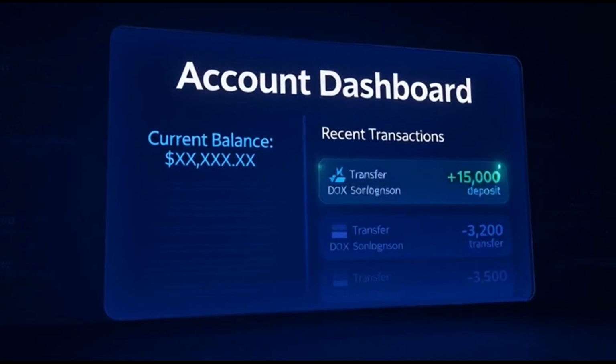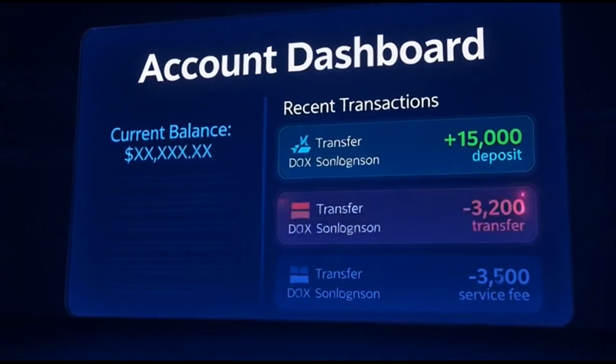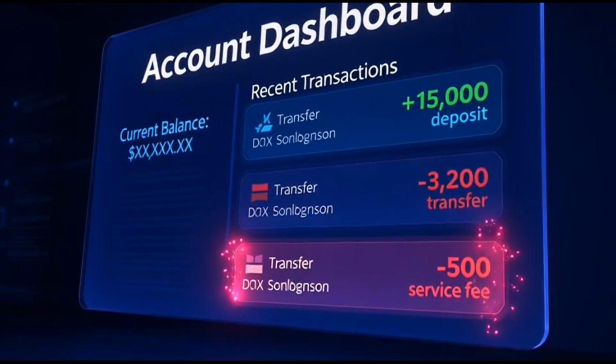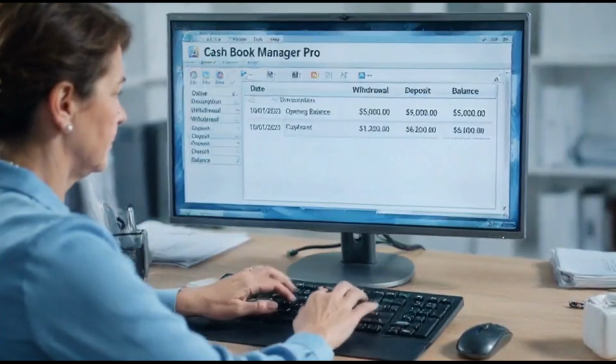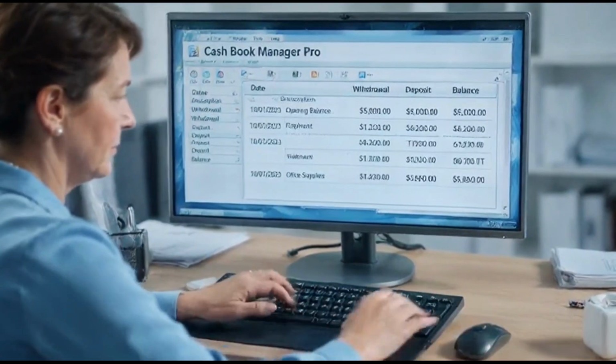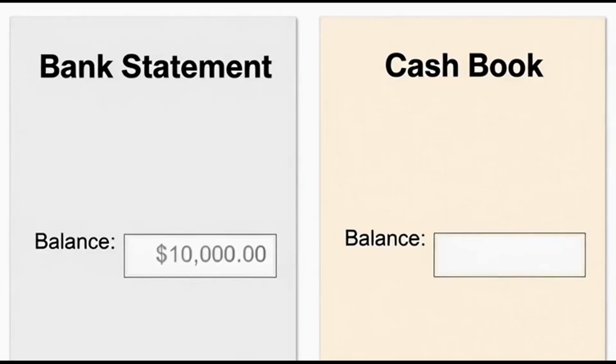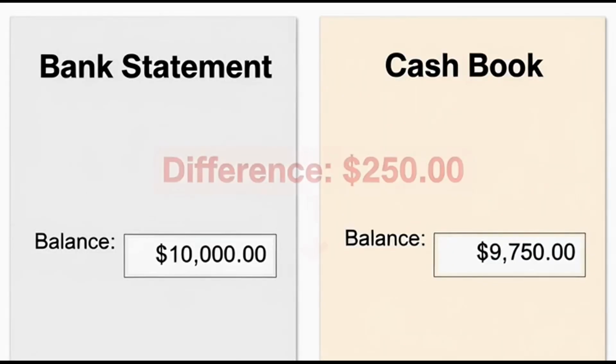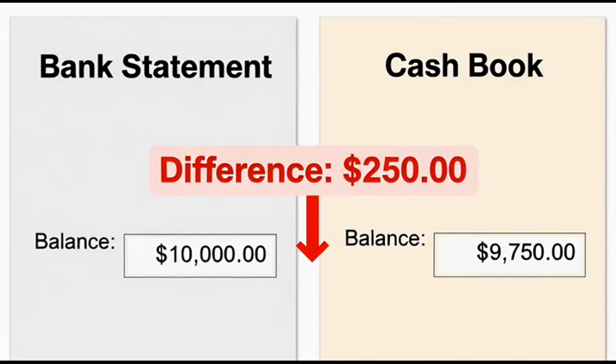A bank statement is the bank's official record of money moving in and out of your account. A cash book is your business record of what you believe happened in your bank account. In theory, both balances should be exactly the same. But in real life, they usually don't.